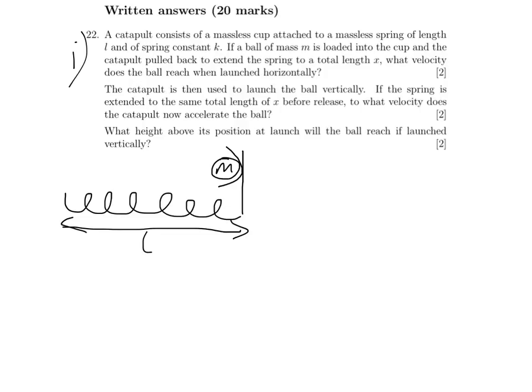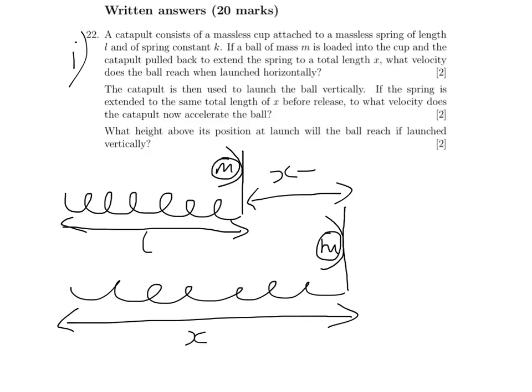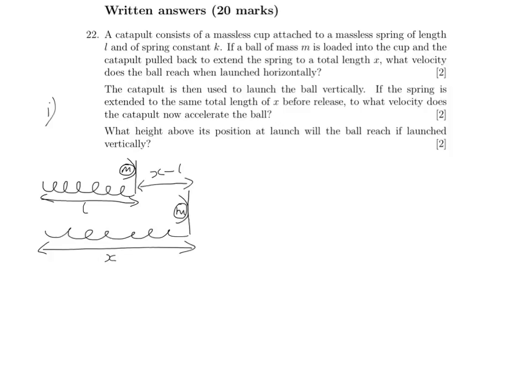And then the catapult is extended backwards. There's the massless cup again, and it's been extended to a length of x. So the amount by which it's extended is x minus L. I've just made our diagram a little bit smaller, and moved it to the side there.